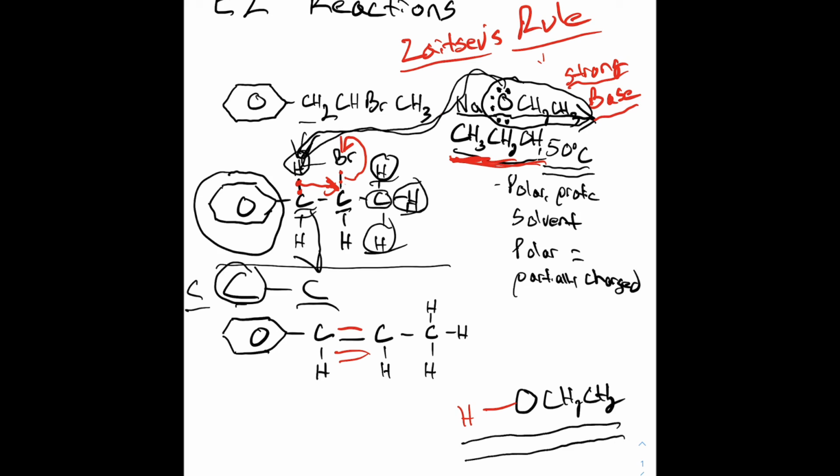Also, when the base attacks this hydrogen, it becomes this compound here, which is the exact same compound as the solvent. So it essentially becomes more of the solvent that already exists in the reaction. The sodium is an ionic bond, and it does not participate in this reaction. When you see 50 degrees Celsius or 25 degrees Celsius, etc., it simply means that heat is required for the reaction to take place.